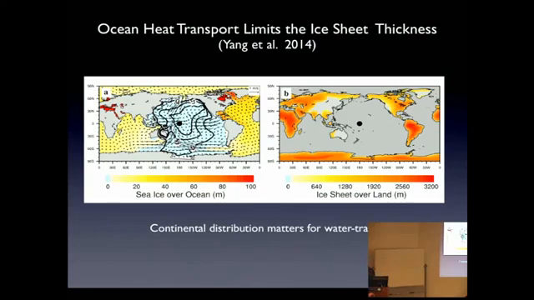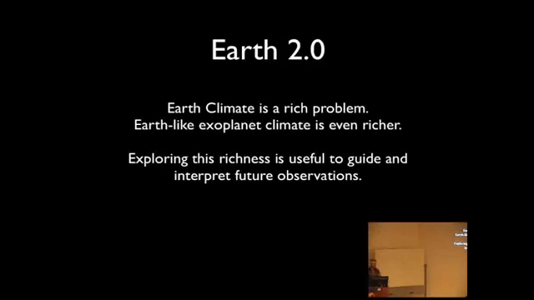So what I'm trying to illustrate with these few slides is that we know the Earth's climate problem is rich and complex. When you get to exoplanets, there are even more interesting things happening. It's a very rich problem. And so people are exploring from a theoretical point of view what might be happening, what sort of climates we might achieve on those planets. And if anything, this might be a good guide as to what we might find in terms of habitable or non-habitable planets.